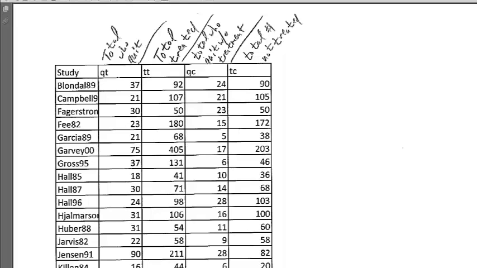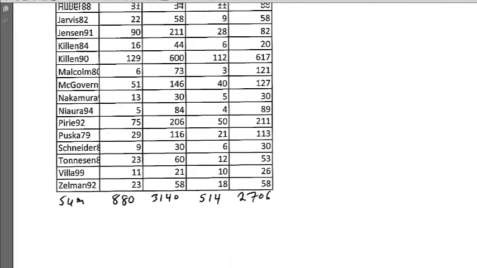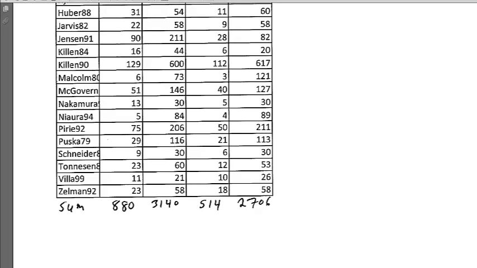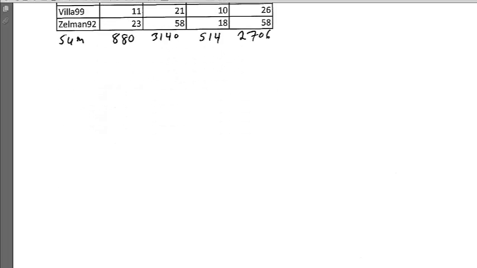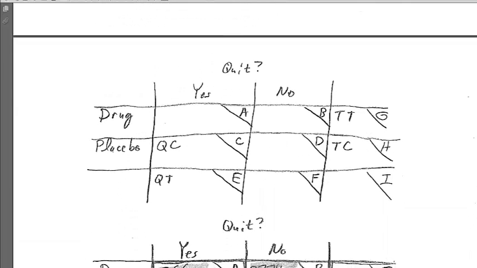So he looked at whether people quit smoking using a drug or a placebo, and he was given 26 studies. QT was total who quit, TT was total treated, QC was total who quit without treatment, and TC was total number not treated. Those numbers from the 26 studies, when summed up, gave us 880, 3140, 514, and 2706. When those were added into a confusion matrix, it looked something like this.